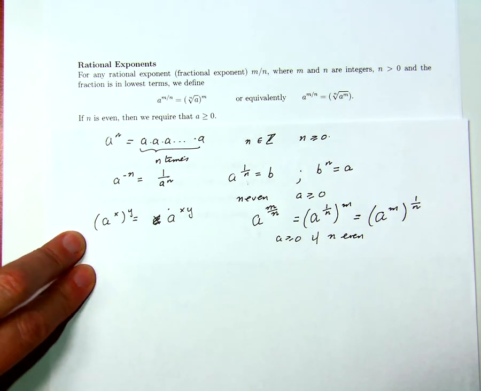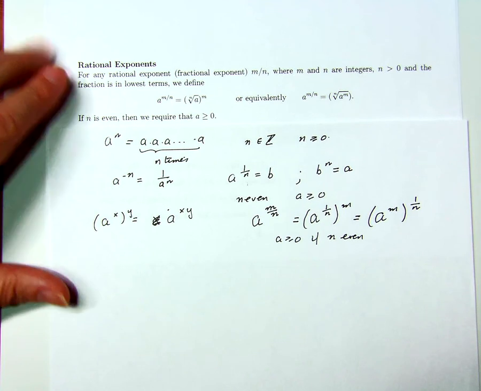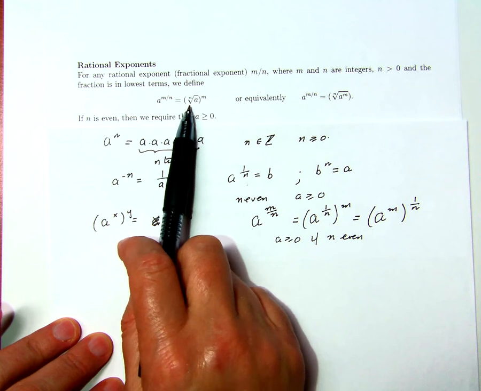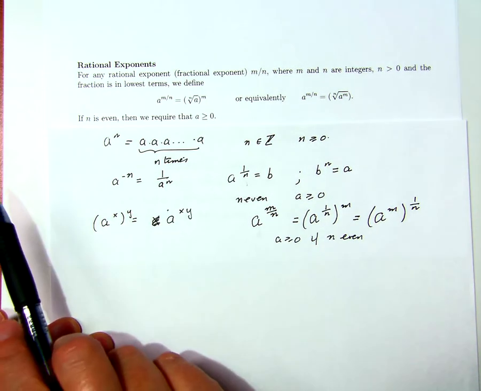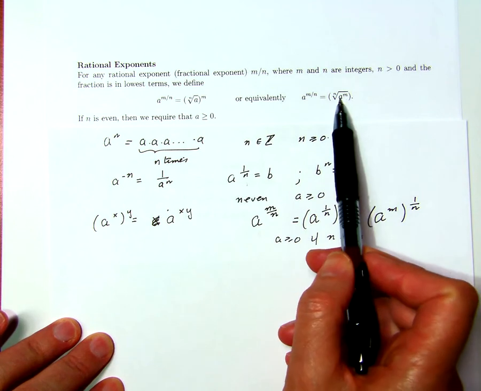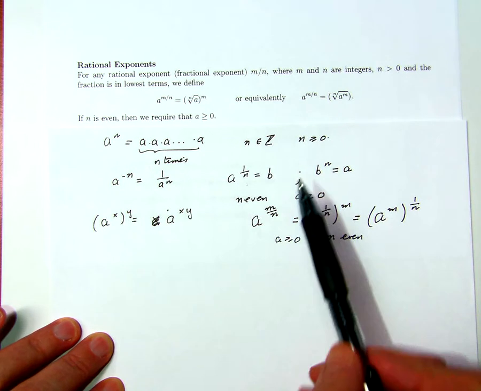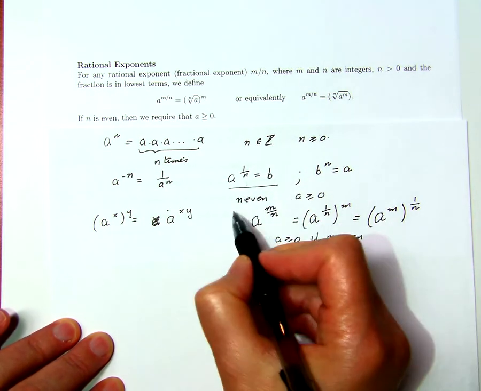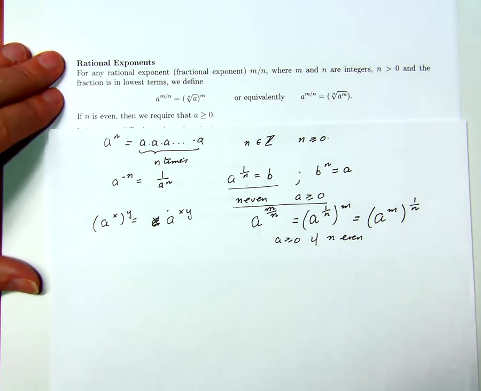And so that gives us basically our definition, and that's exactly how we define a to the m over n. So we have a to the m over n is the nth root of a to the 1 over n to the power of m, or equivalently the nth root of a to the m. And if n is even, then because of this, we must have a greater than or equal to 0.